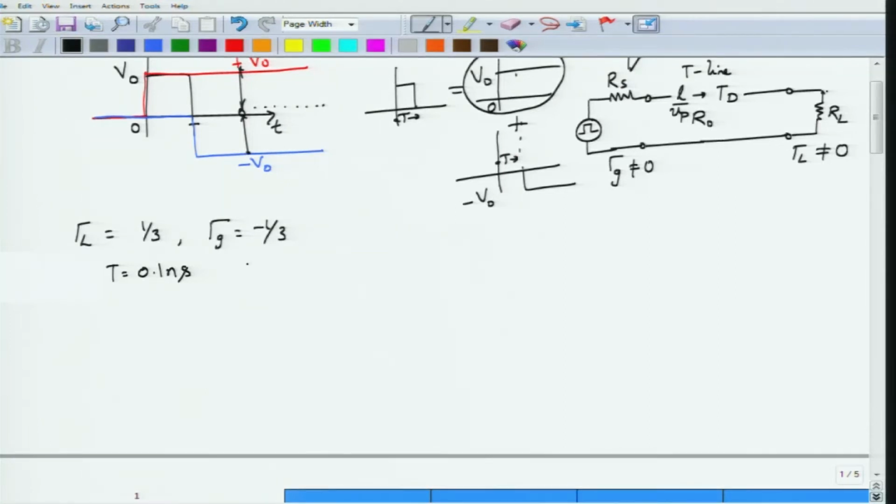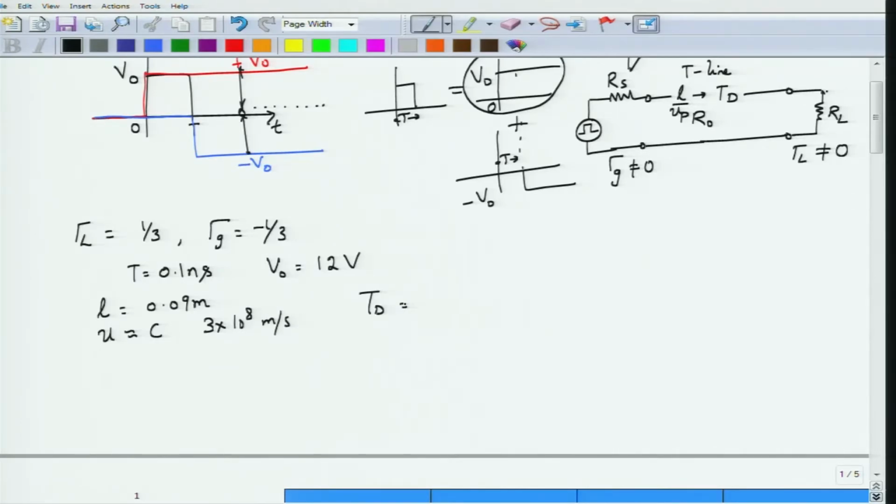So for us the pulse duration here is 0.1 nanosecond. The amplitude of the pulse is 12 volts. These are chosen so that further calculations are slightly easy. Now the only thing you have to understand is the time delay of the transmission line. If the length of the transmission line is specified as 0.9 meters, and u is approximately the value of c, the free space propagation speed of light, which is 3 times 10 to the power 8 meters per second, then you can calculate the one-way propagation delay Td as 0.3 nanoseconds.